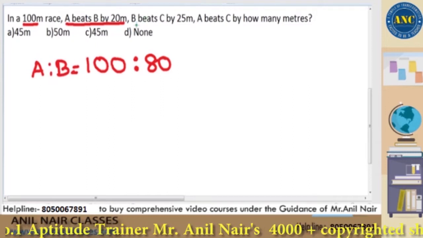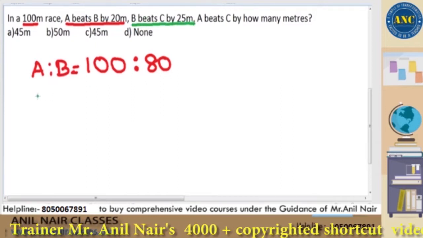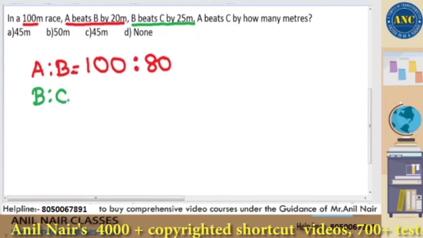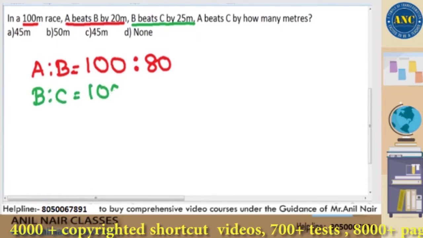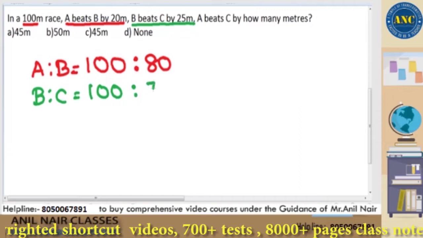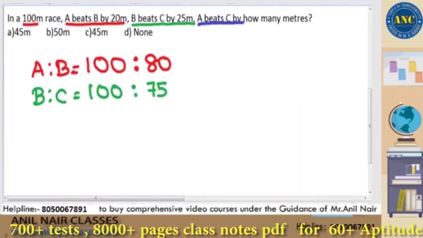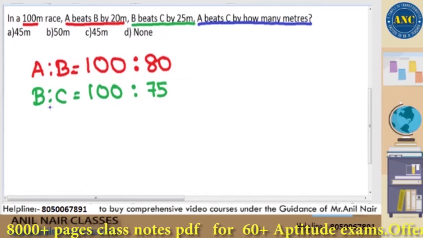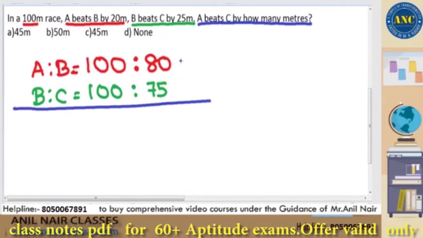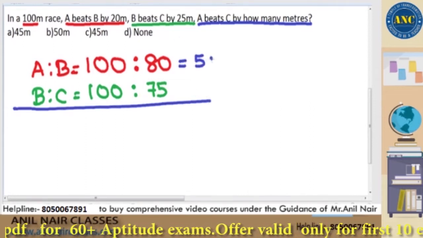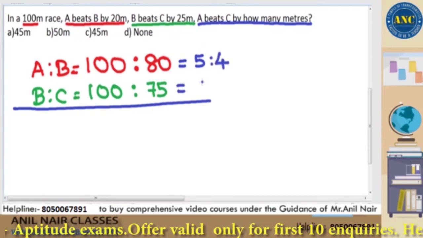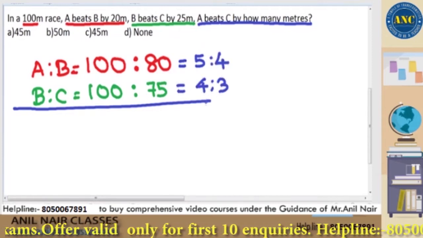Next, B beats C by 25 meters. That means if B runs the entire 100, C will run 25 less than 100. C will run 75 meters. Next, A beats C by how many meters? They are asking. 100 is to 80 is 5 is to 4. 100 is to 75 is 4 is to 3. Right? 4 is to 3.